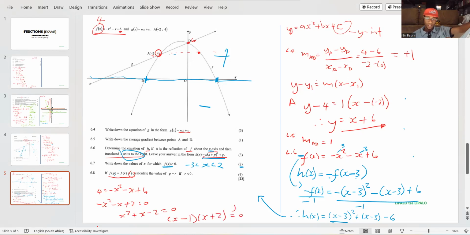So it means that x is going to be equal to negative 2, which is this point here, or x is equal to what? A positive 1, sorry. So this point here, it's 1 and 4. So they want p minus r. Here is r, because r is less than 0. Here is p. So 1 minus negative 2 is equal to what? 3.